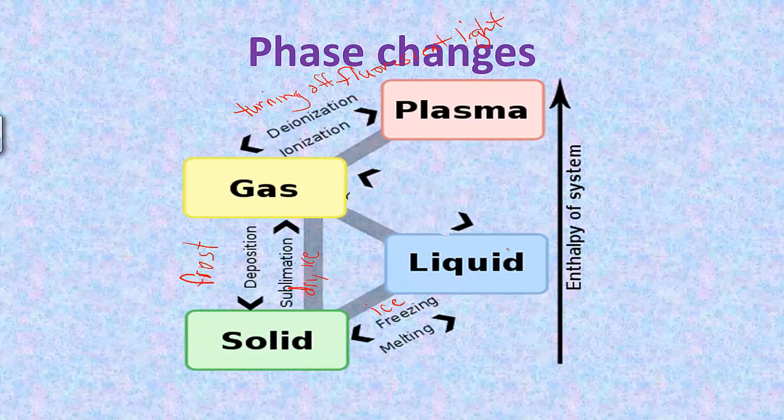Now going from a liquid to a gas is vaporization. It's like boiling water. And then going from a gas to a liquid is condensation, like the water droplets on the leaves.